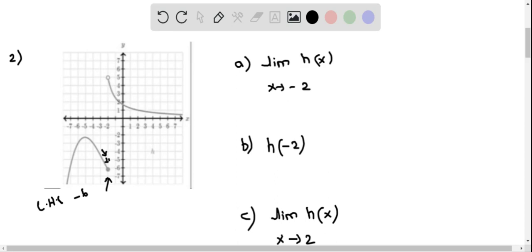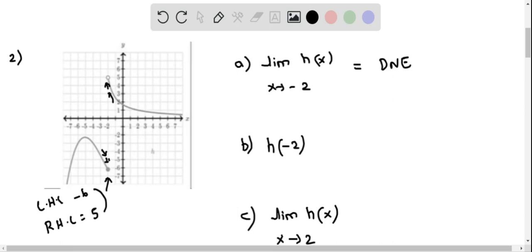Now the right side limit when x approaches negative 2, it looks like it is approaching 5. So the right side limit equals 5. And clearly these two limits are not the same. So that means we can say that the limit does not exist when x approaches negative 2. Now let's answer part B.